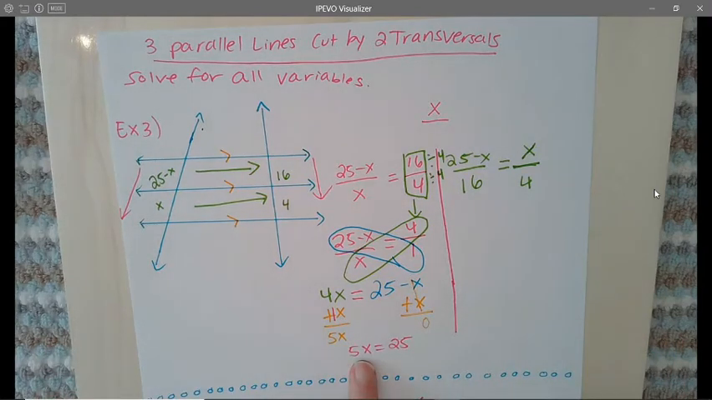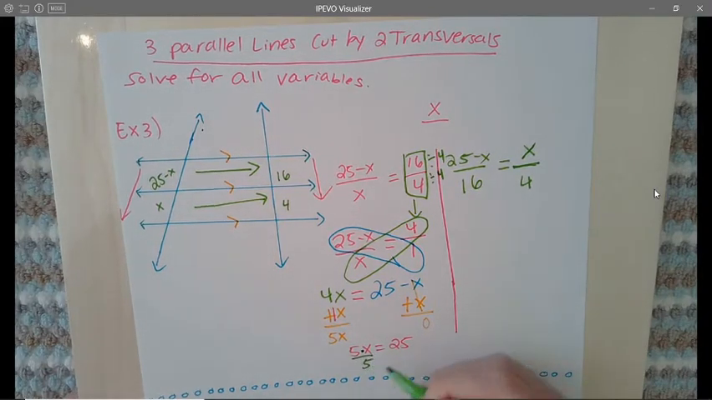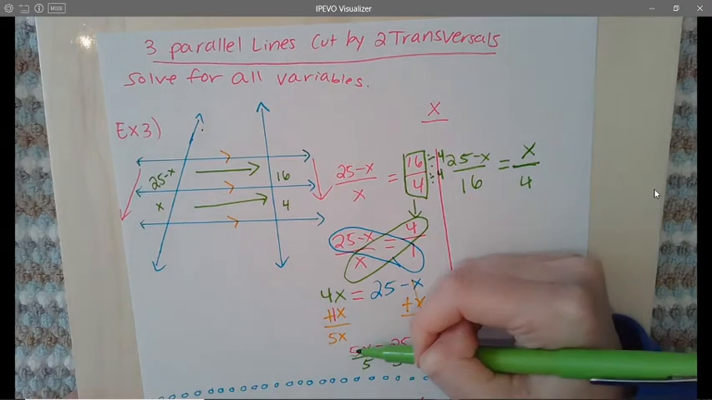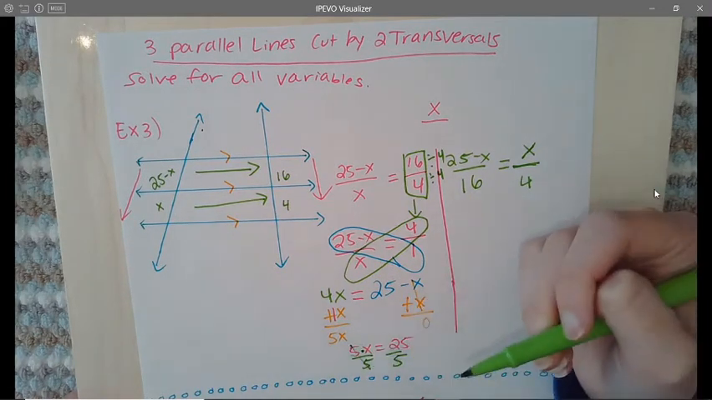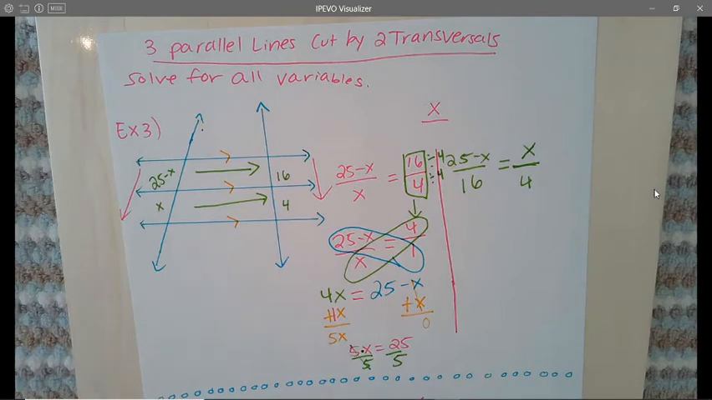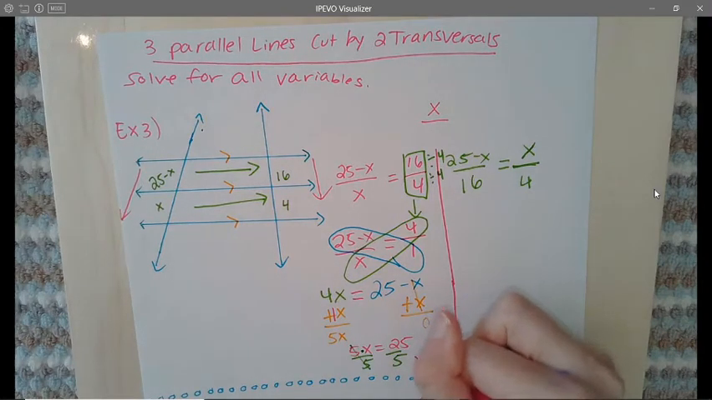I need to move the 5 to the other side, and the 5 and the x are secretly multiplying. So the way I bring 5 over is by dividing both sides by 5. 5 divided by 5 cancels and turns to 1, and 25 divided by 5 will give me a 5. So x is 5.